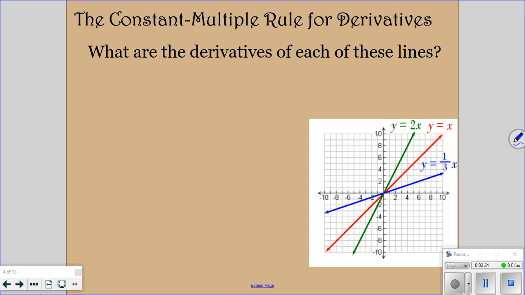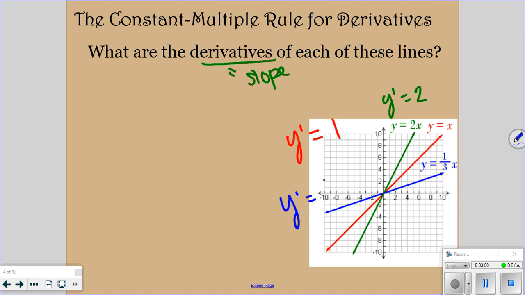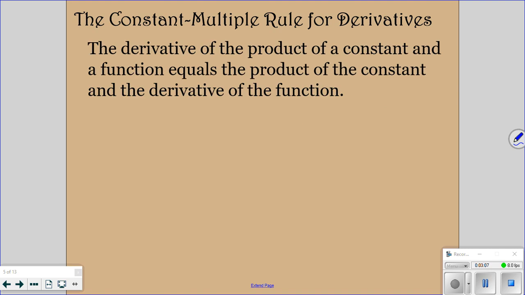So what are the derivatives of these lines? Well, what do we remember about derivative? Derivative equals slope. So what is the slope of the green line? The slope is 2, so the derivative is 2. What is the slope of the red line? Well, the slope is 1, so the derivative is 1. And then what is the slope of the blue line? The slope is 1/3, so the derivative is 1/3. Okay, so that's how you can find derivatives of straight lines.